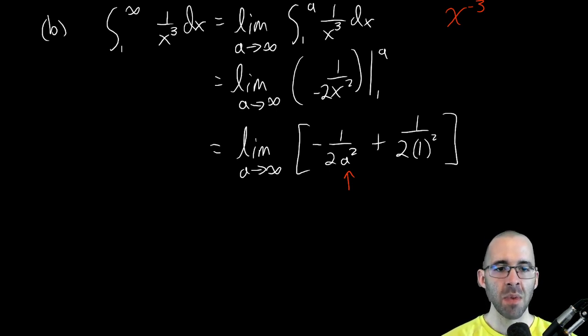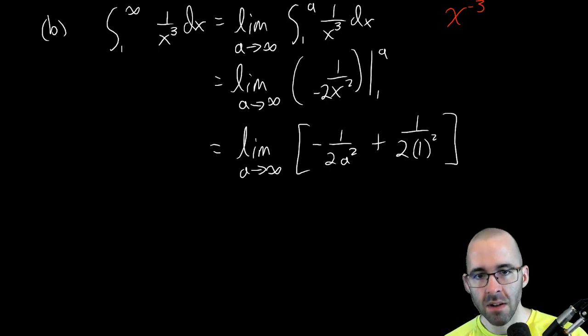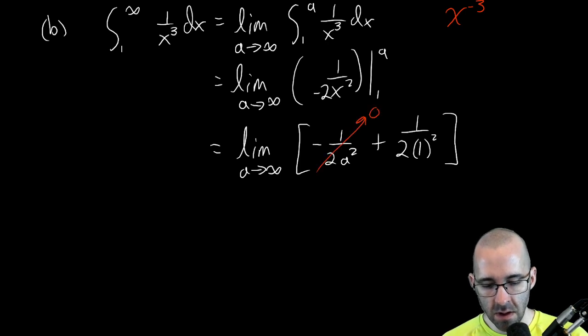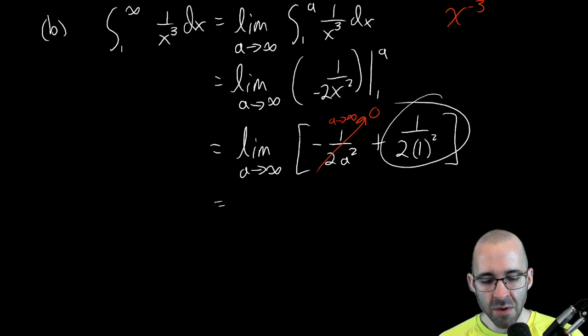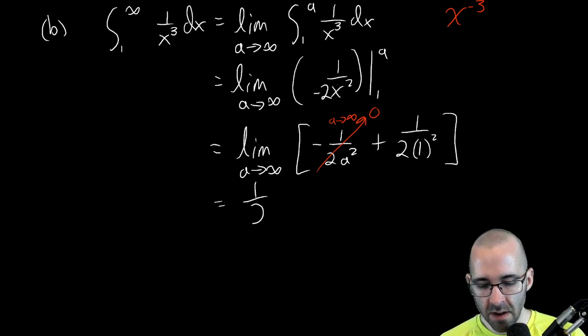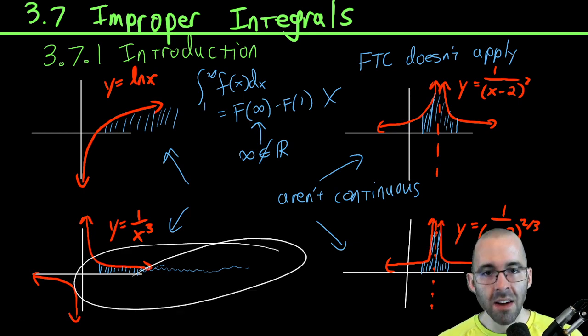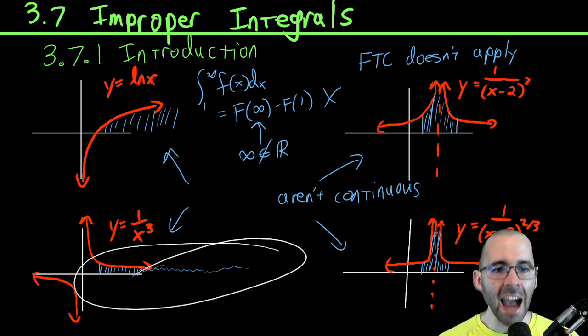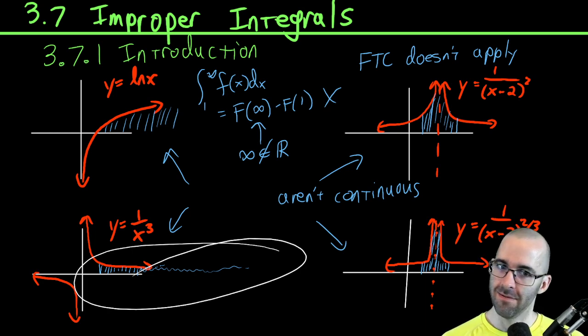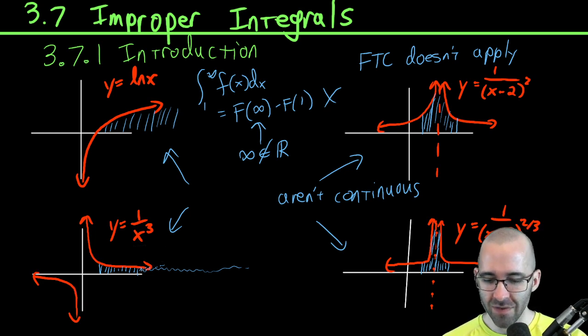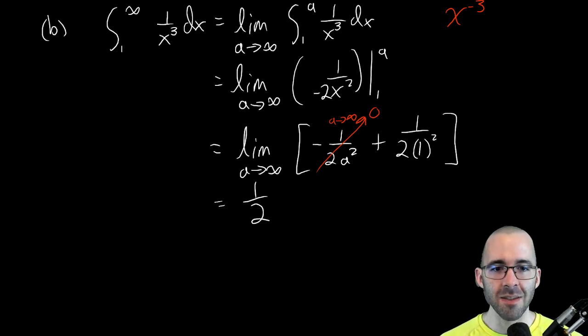Well, as a gets incredibly big, we have 1 divided by double an incredibly big number. It goes off to 0. As a goes to infinity, this guy goes to 0. What are we left with? 1/2. That whole infinitely long blue area is just equal to 1/2 units squared. Okay. The power of limits, my friends.